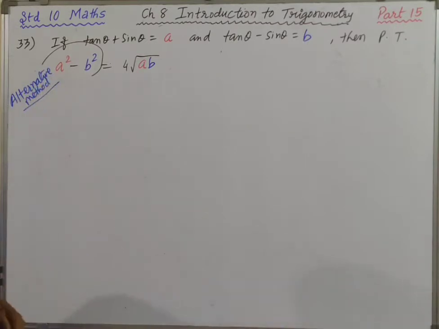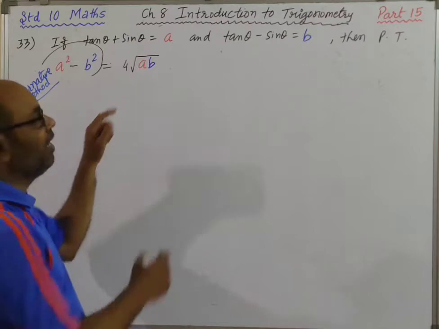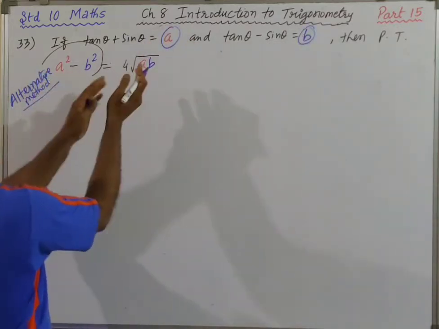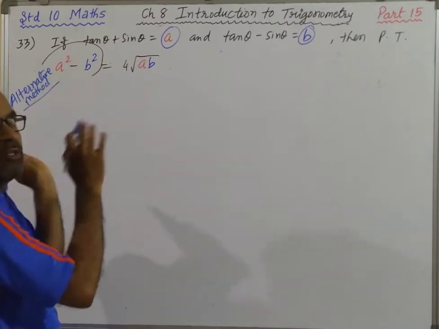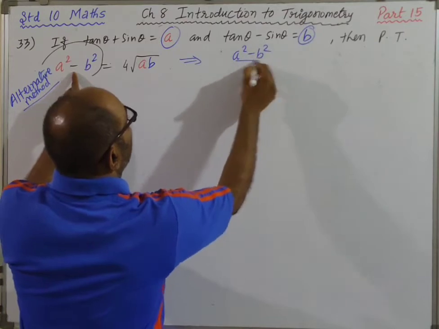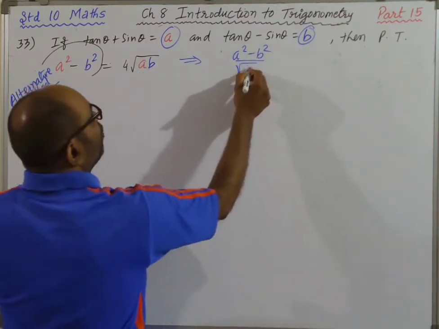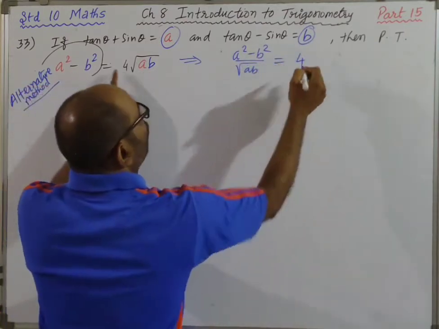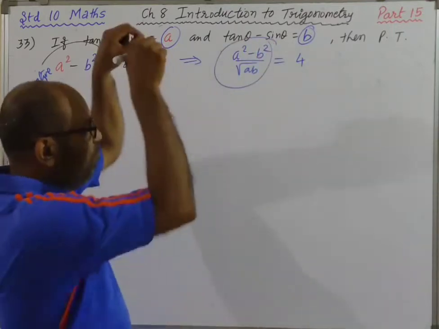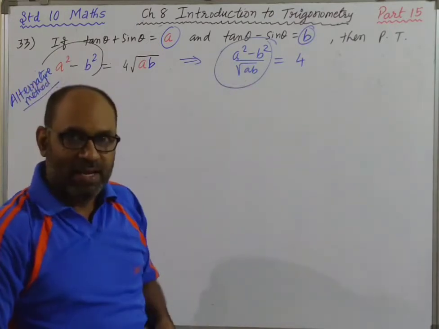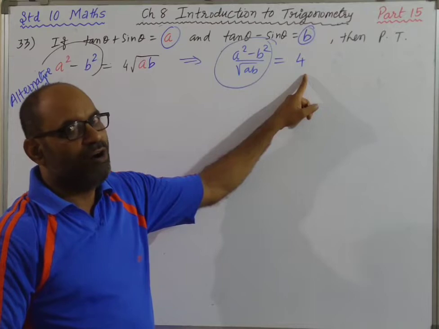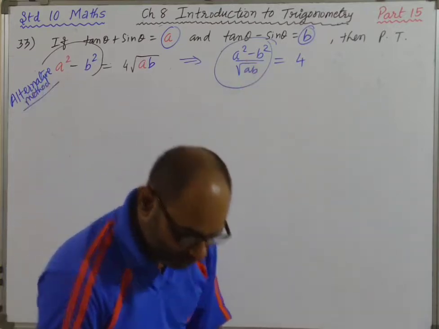In method 2, what do we do? I've got the values of a and b, so I can substitute, but I want all the a's and b's, those variables, on one side. So we have a square minus b square upon root ab is equal to 4. We have to pick up this expression, put the values of a and b, then simplify and show that it is equal to 4. So the work is done there.